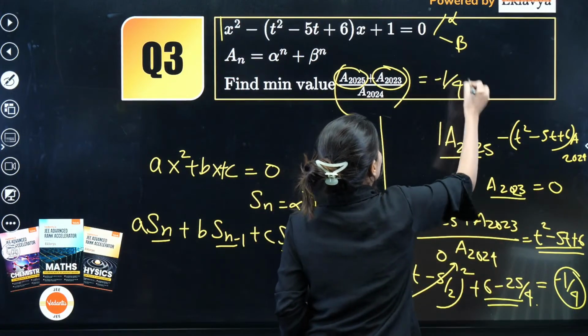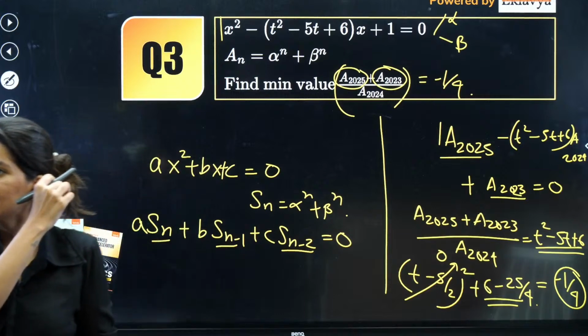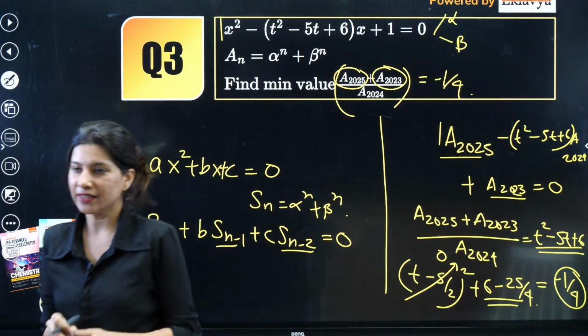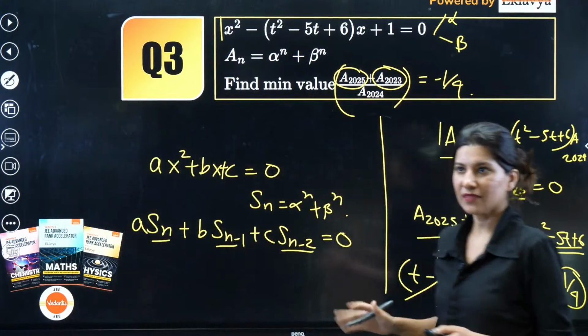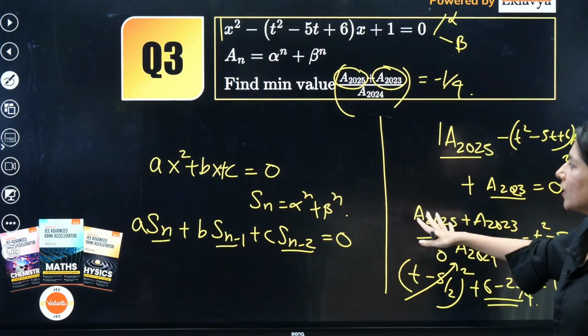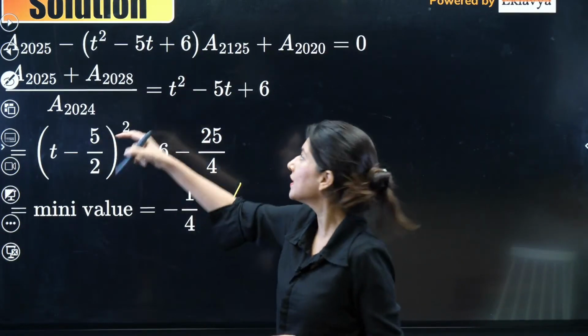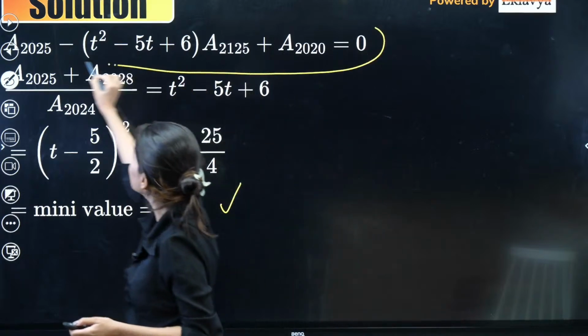So minus 1 by 4. Right? This is a Newton's formula. I hope that this is clear. Question number 3, done. Sorted. So the minimum value is minus 1 by 4. How did we achieve it? By using this expression from the Newton's formula.